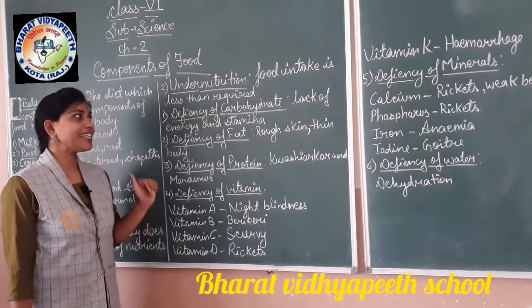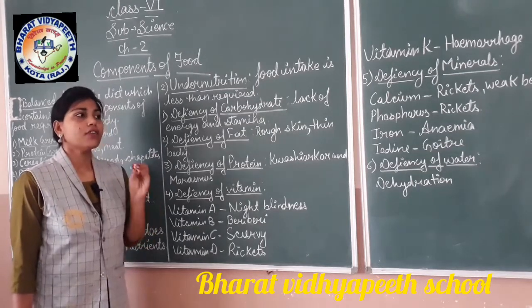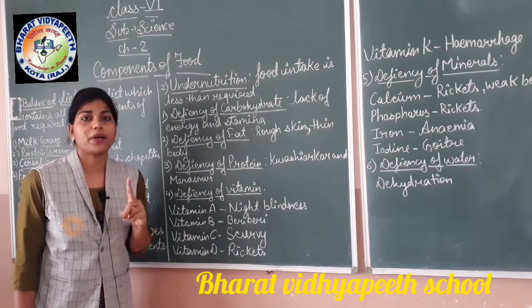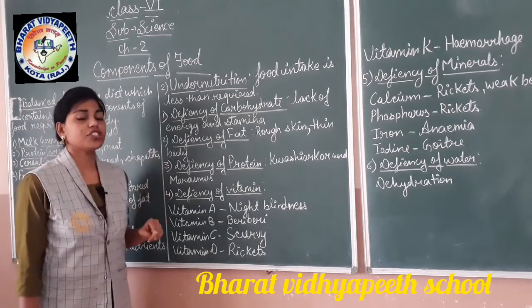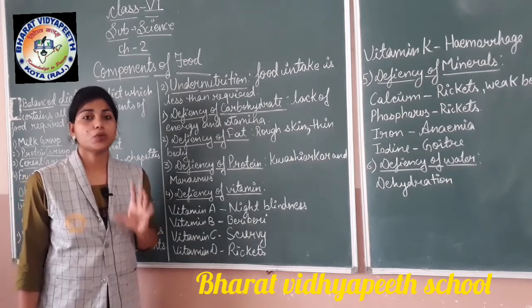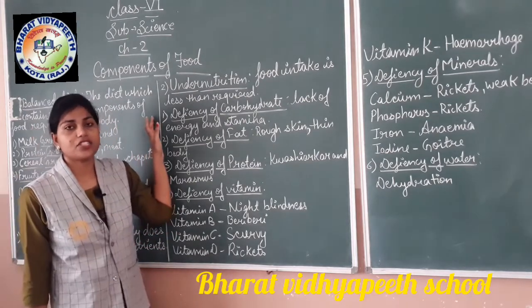Second is undernutrition. Undernutrition means food intake is less than required. When you have a capacity of eating 2 chapatis, like you only eat 1 chapati, this is undernutrition. When you eat less than what your body requires, this may cause many deficiencies in our body.